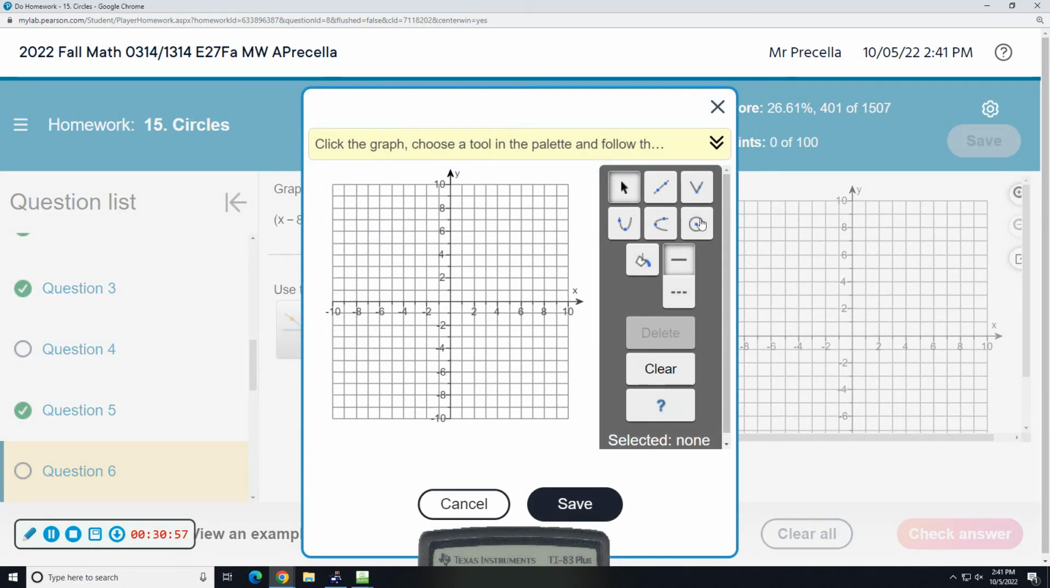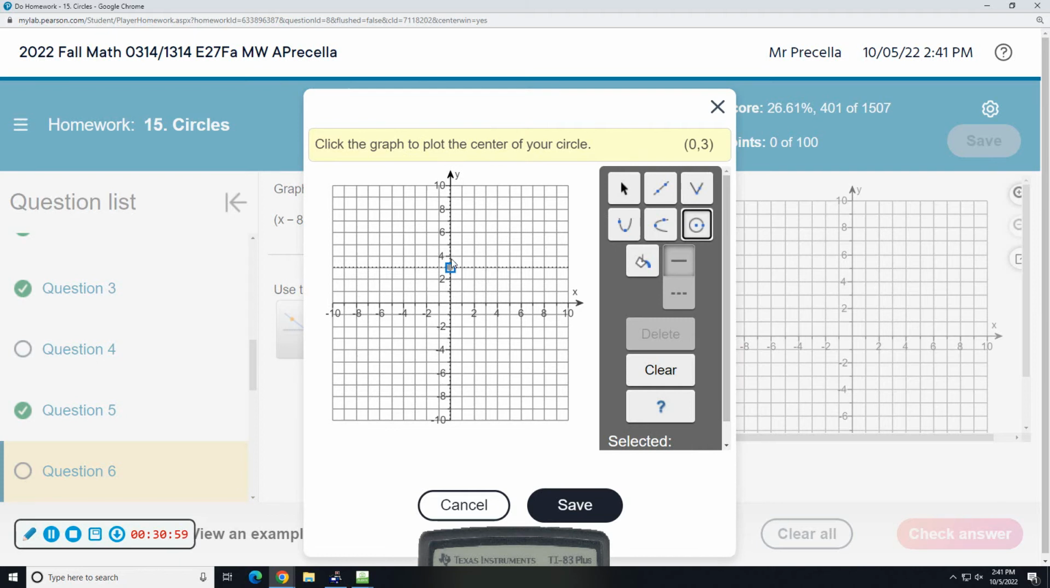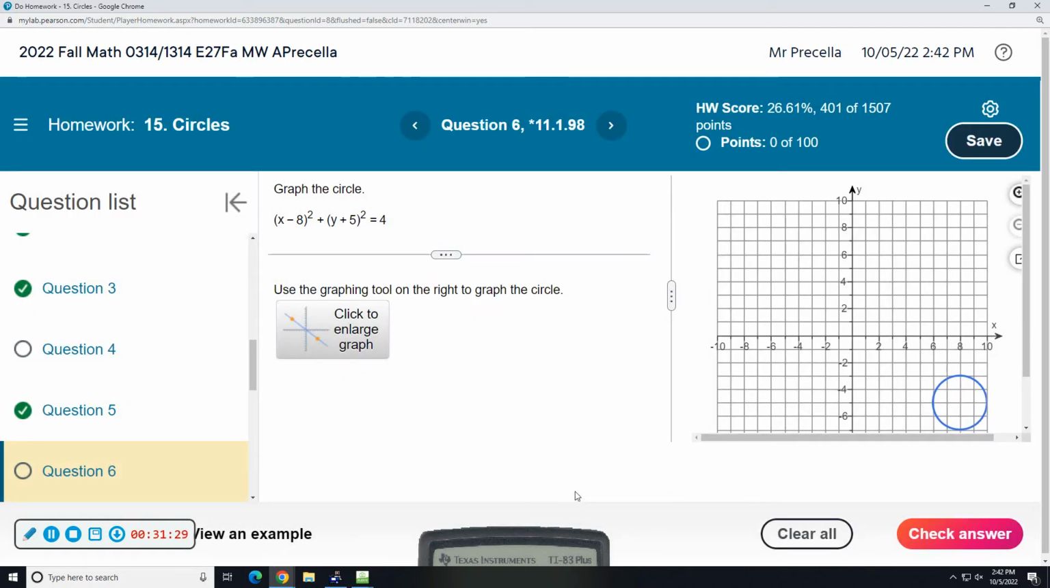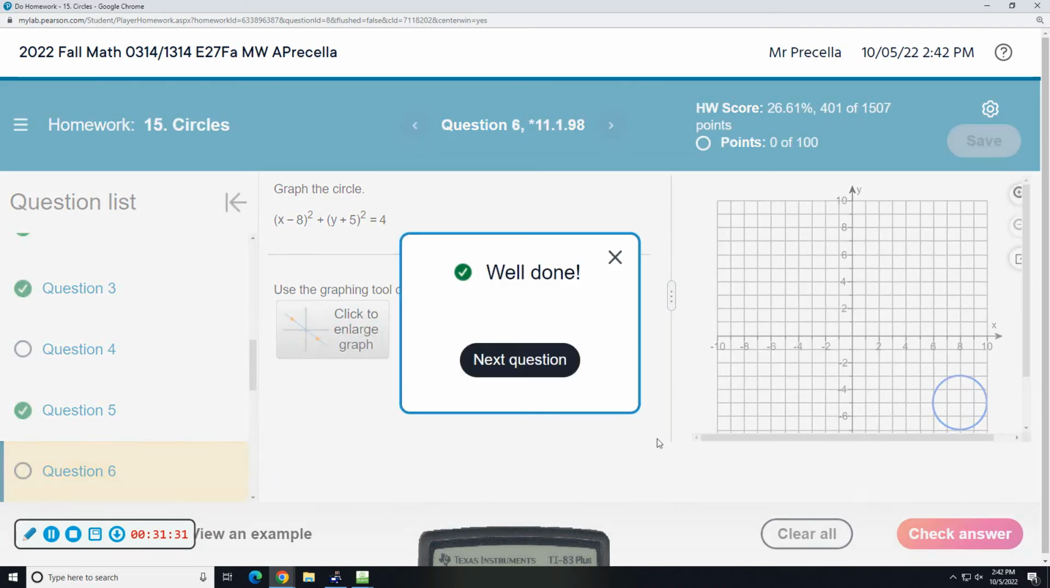So we click our circle tool, and the center is at 8, -5. Is that what I said? 8, -5. Is that it? Yes. And the radius is what? 2. How about we just go 2 units to the right then? 1, 2. Click it to save and check answer.